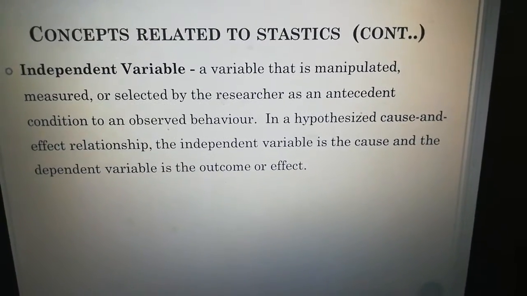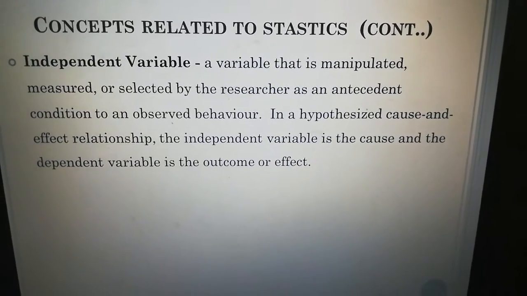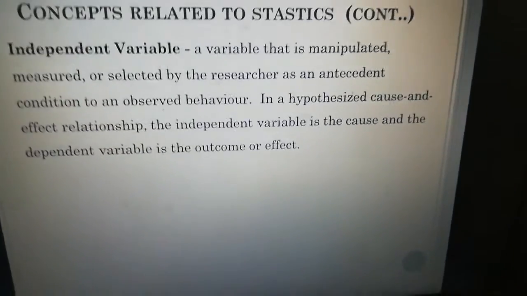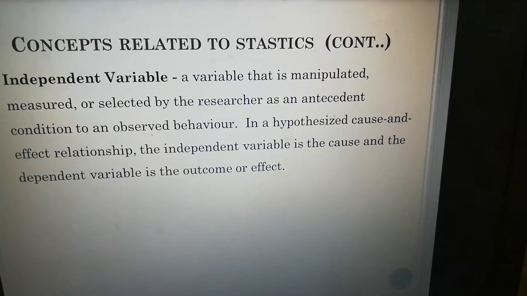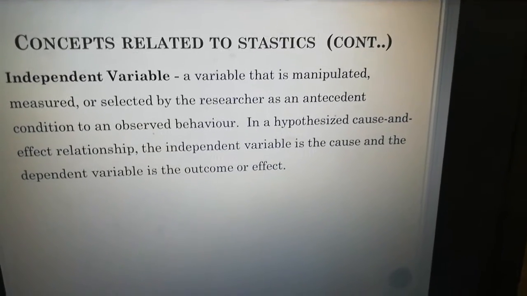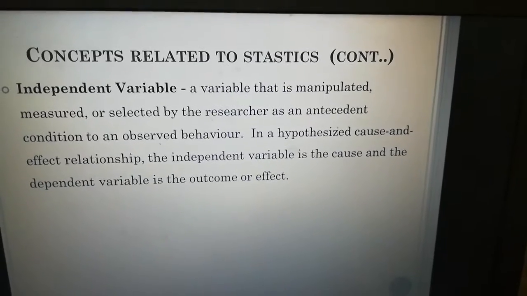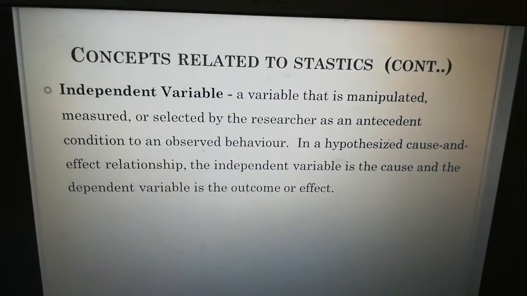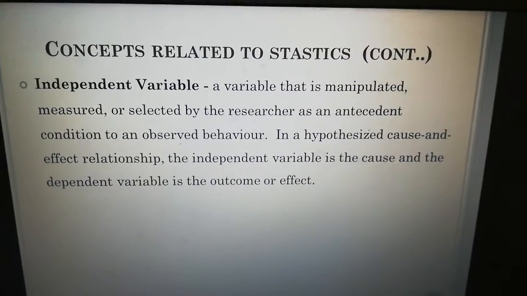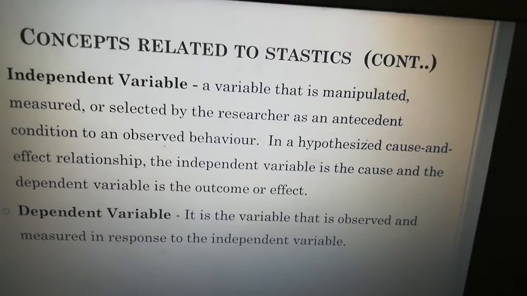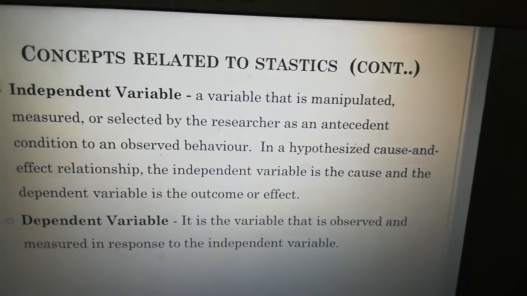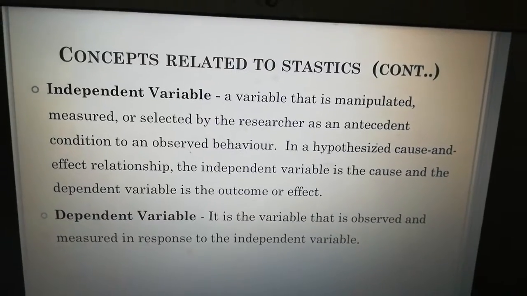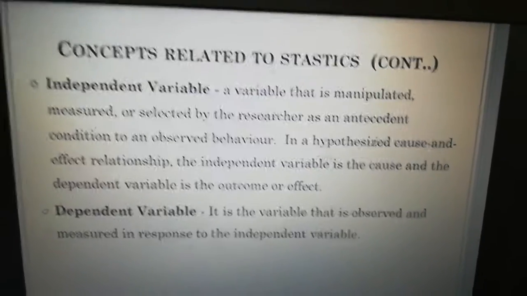The other variable is the independent variable. That is the variable that is manipulated, measured, or selected by a researcher, like cause and effect. In that, independent variable means it is the cause, and dependent variable is the outcome or effect. So we can see dependent variable. It is the variable which is observed and measured in response to the independent variable.